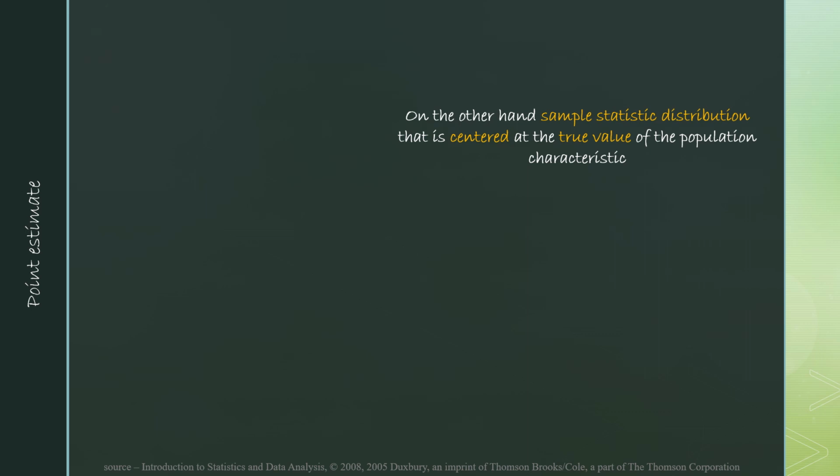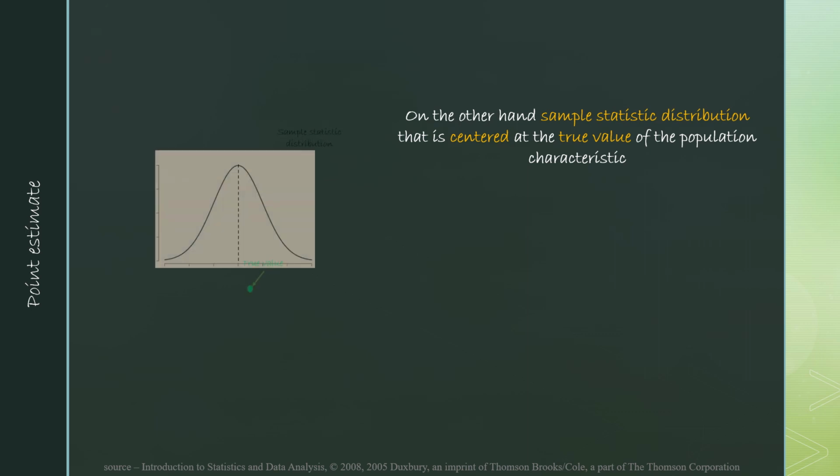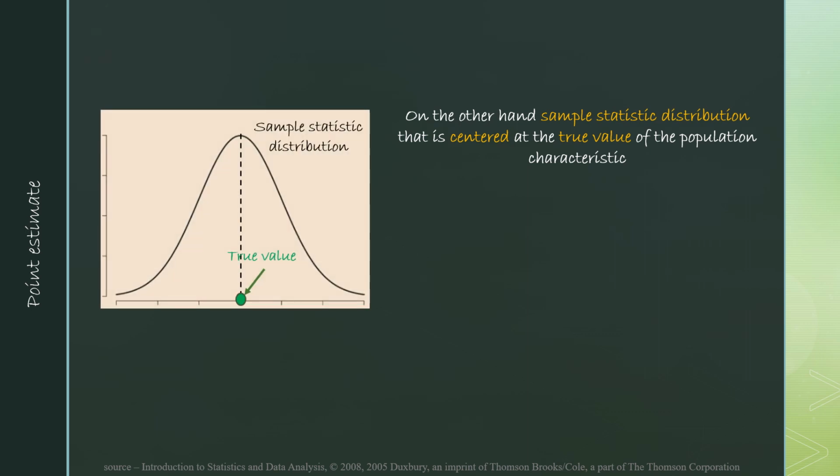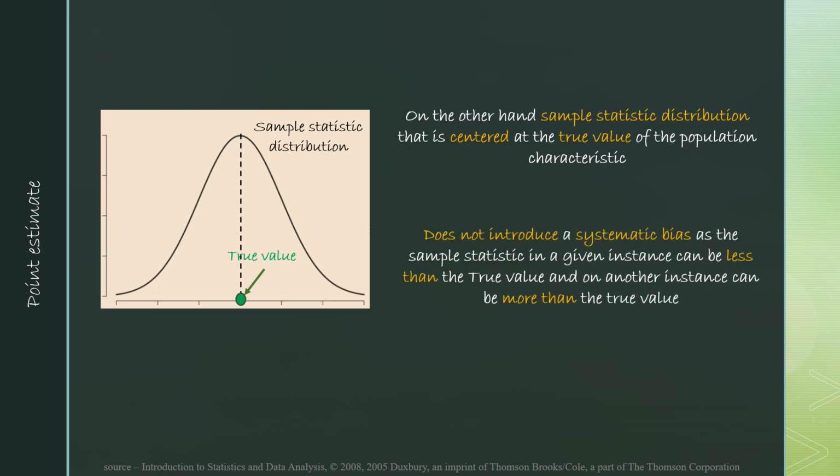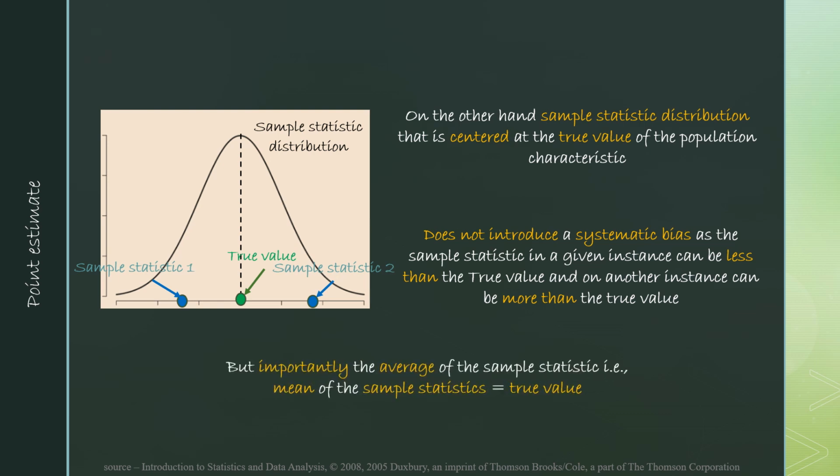On the other hand, a sample statistic distribution that is centered at the true value of the population characteristic does not introduce a systematic bias, as the sample statistic in a given instance can be less than the true value and on another instance can be more than the true value. But importantly, the average of the sample statistic, that is, the mean of the sample statistic distribution, equals the true value.